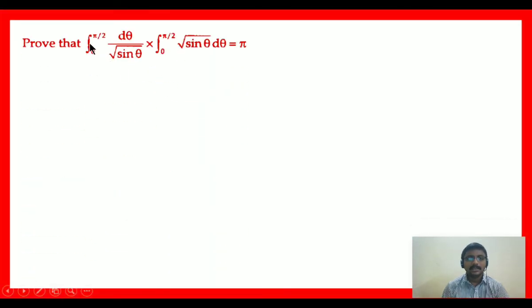Prove that integral 0 to pi by 2 d theta by root of sine theta into integral 0 to pi by 2 root of sine theta d theta is pi. Solution. Consider first the integral, integral 0 to pi by 2 d theta by root of sine theta. But 1 by root of sine theta can be written as sine theta whole power minus half. For our convenience, we can write cos power 0 theta, because cos power 0 theta is 1, x power 0 is 1.